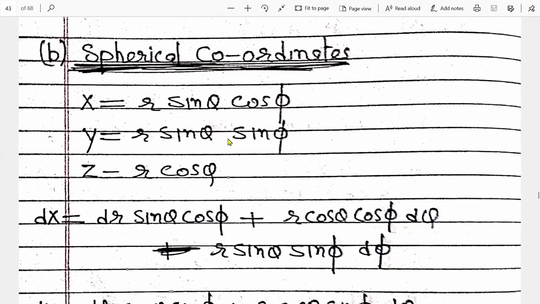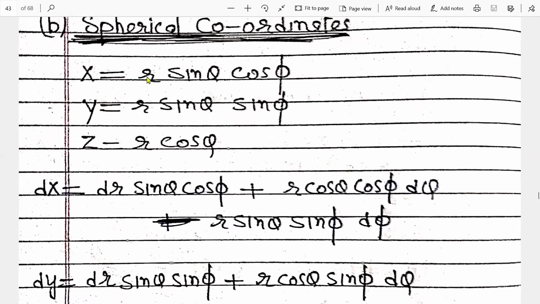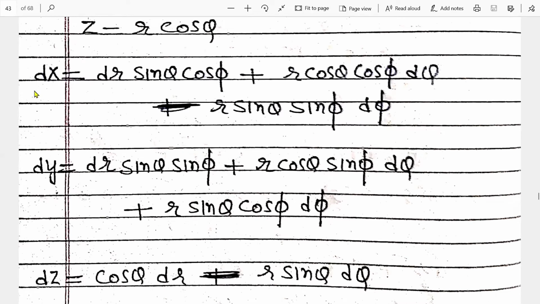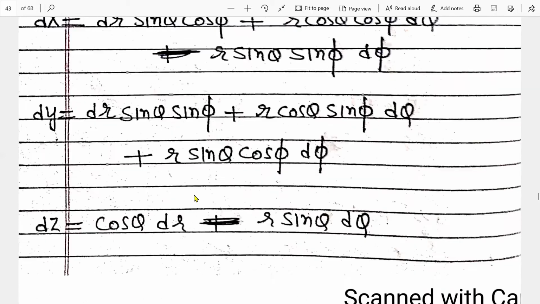Similarly, in the case of spherical coordinates, x is r sin theta cos phi, y is equal to r sin theta sin phi, and z is equal to r cos theta. Now again we take the differential of x. Here the functions are r, theta and phi, so we take the derivative with respect to r first, theta second, and phi third. From this we get the values of dx, dy and dz, on the same lines as in cylindrical coordinates.